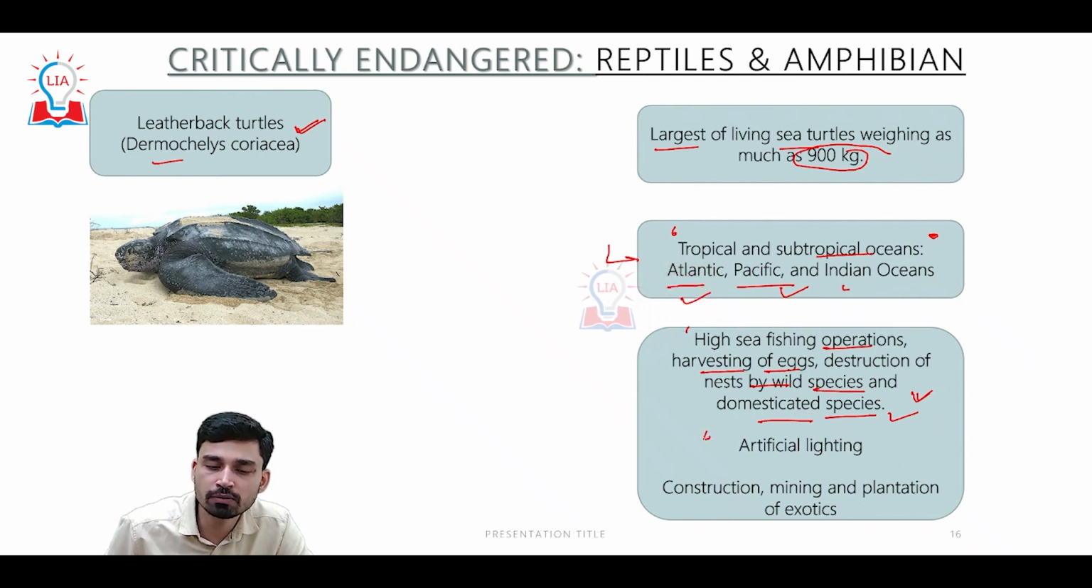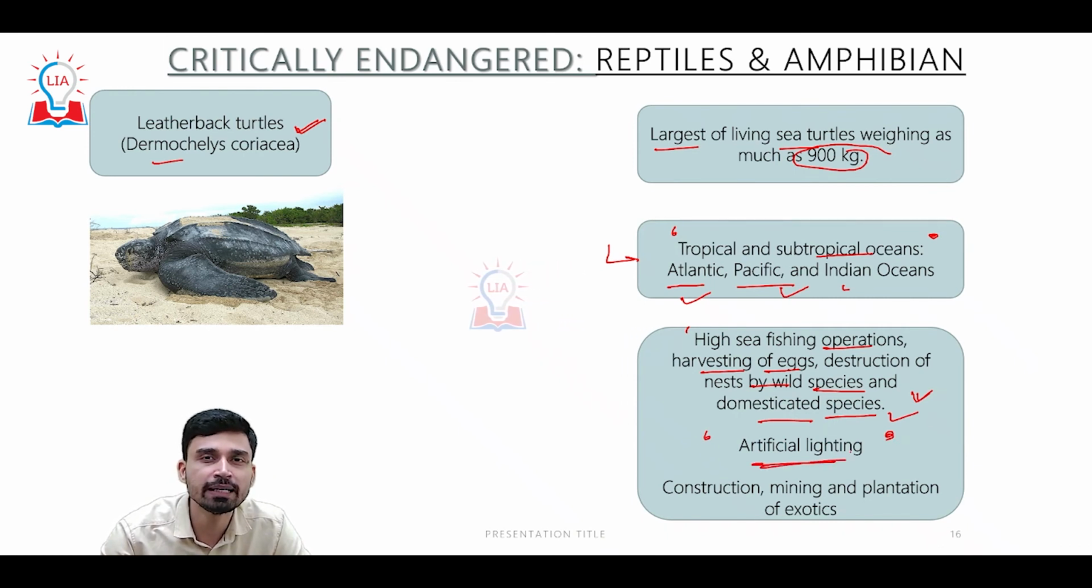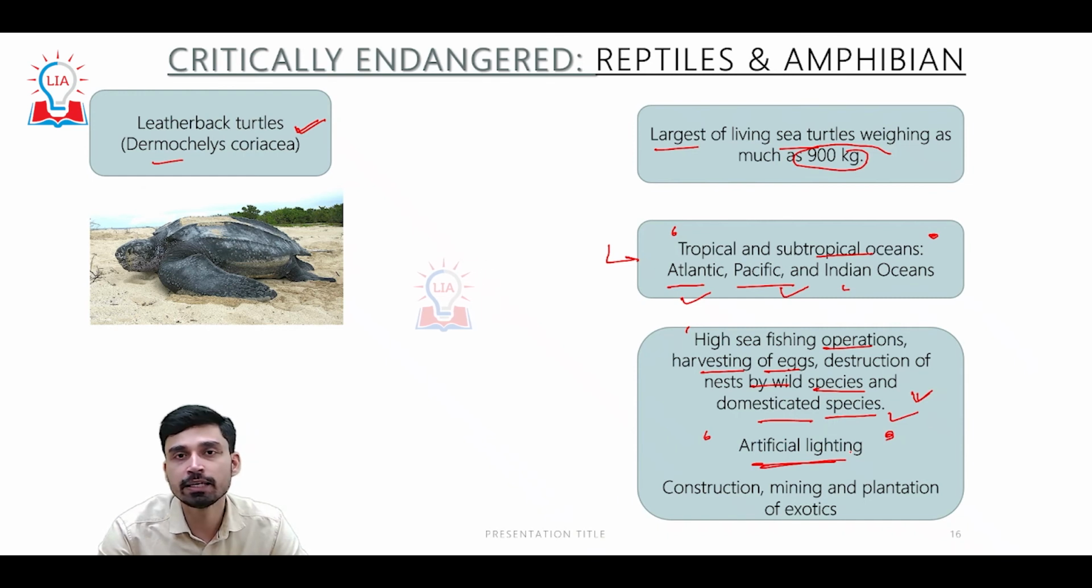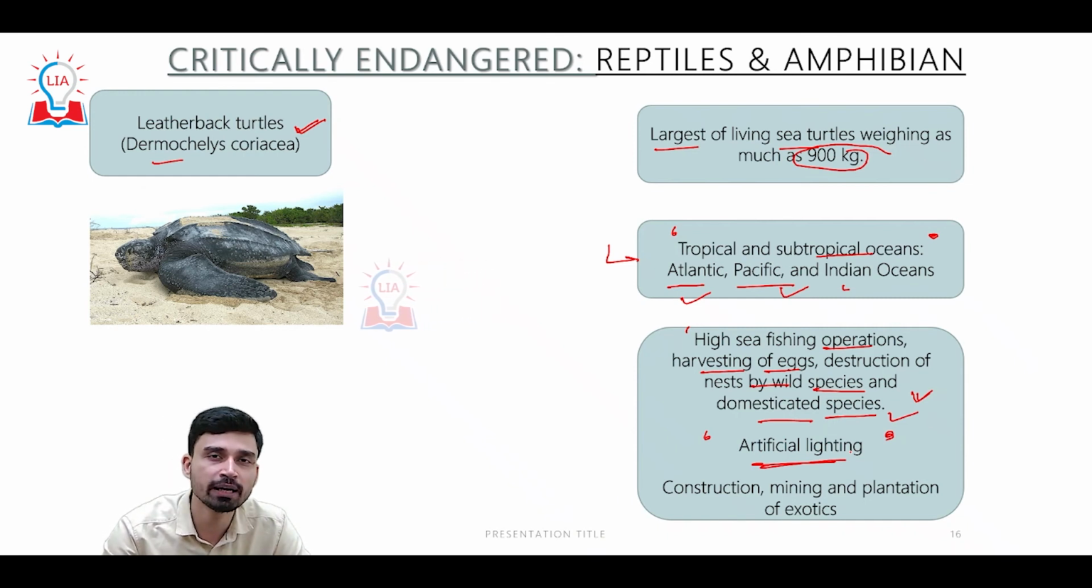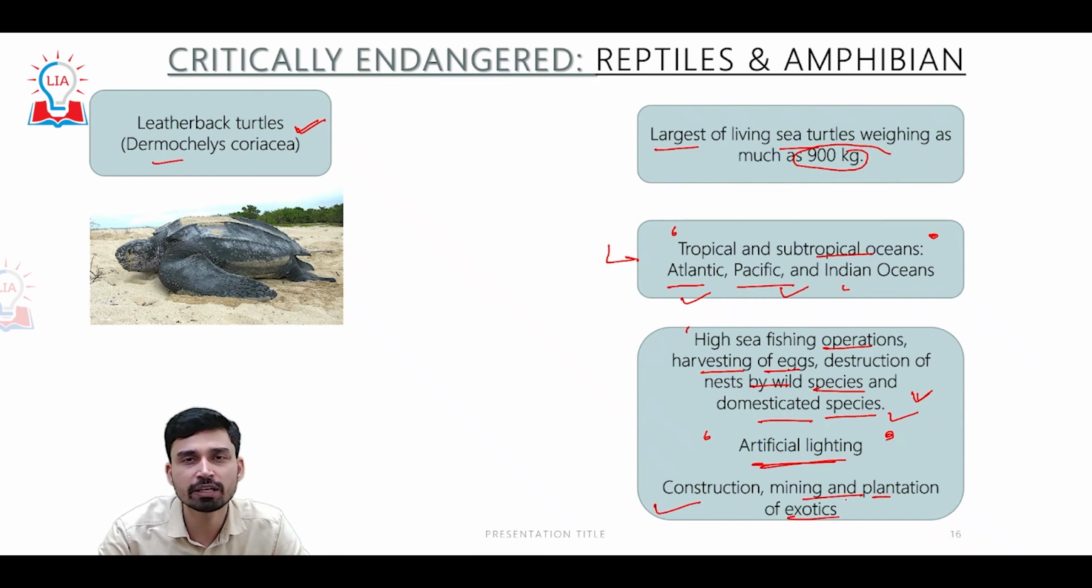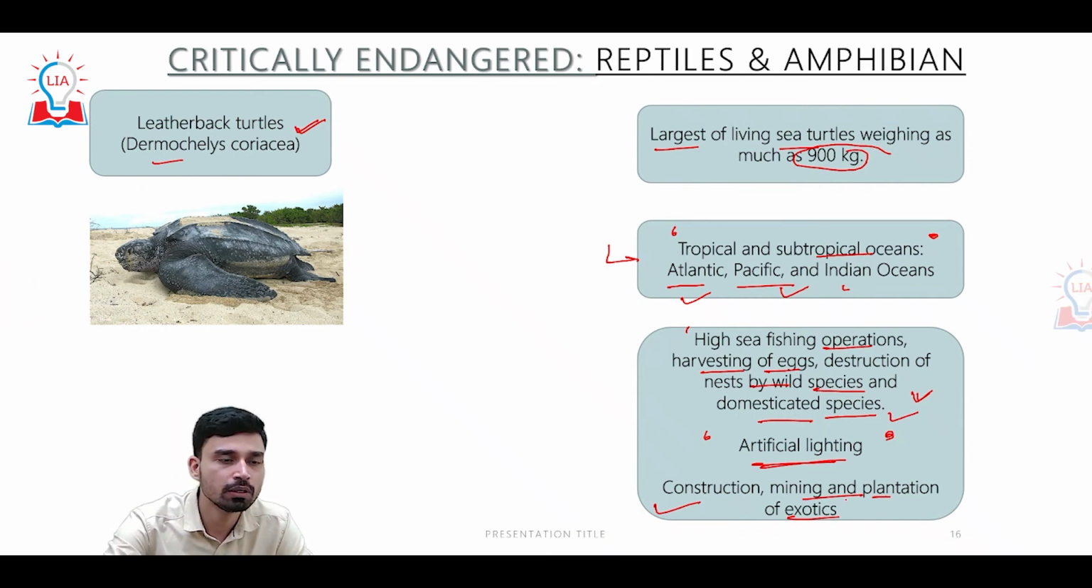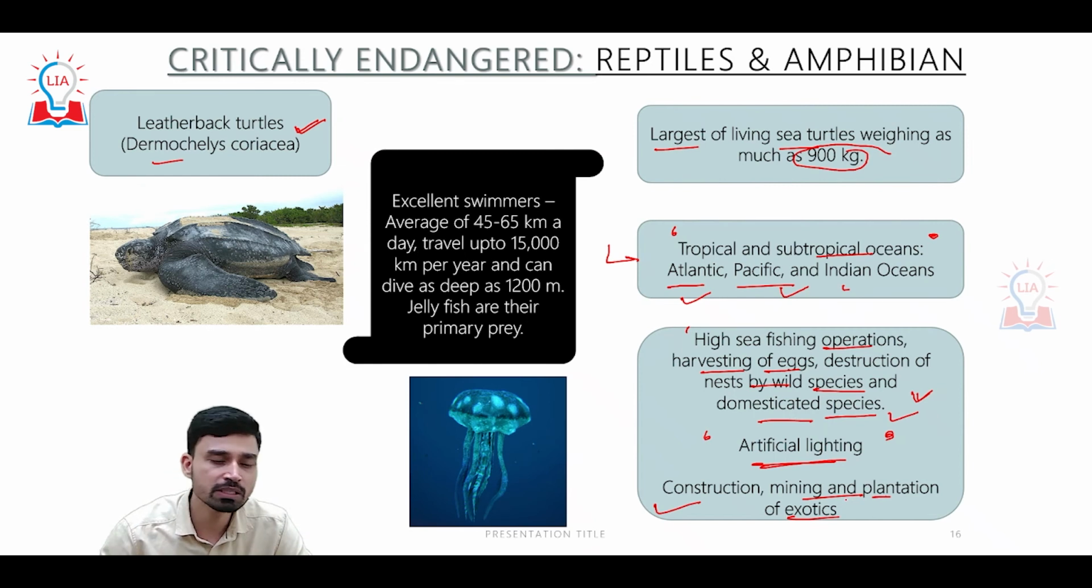The most important threat that is coming up these days is artificial lighting, especially in those coastal regions where urban development is quite intensive. Due to the light pollution coming from the urban areas, the small turtles which come out from the eggs get disoriented and start to move toward these lighted urban areas, where they come under traffic and die. Apart from this, construction, mining and plantation of exotic species also cause severe damage to the leatherback turtles.